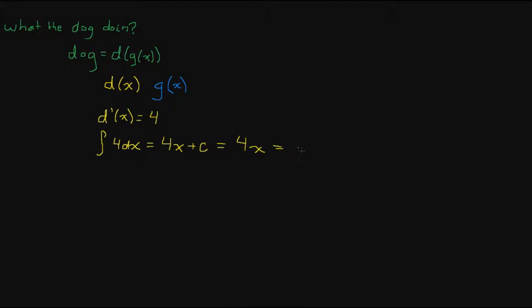Now g of x is going to equal x squared, since it's going to be describing a position function in the shape of a parabola, where x is time and y is position.